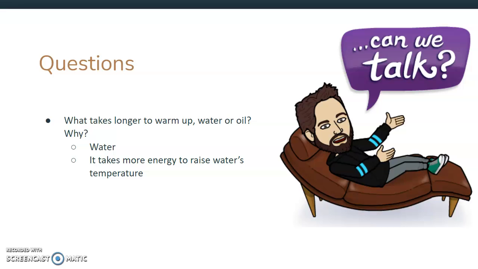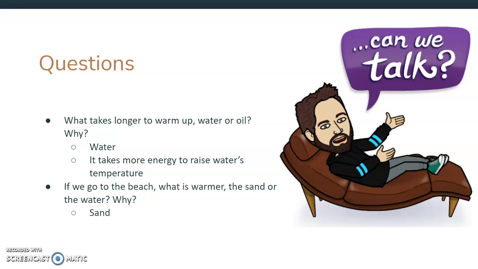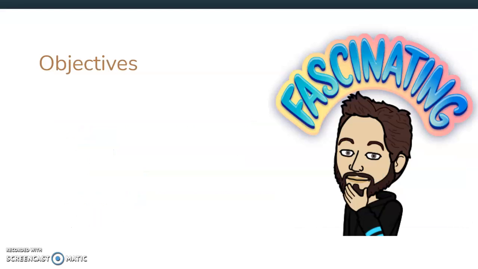So if we have the same amount of water and the same amount of oil, it takes a lot more energy to warm water up. Also, if we go to the beach, what is warmer, the sand or the water, and why? If you guys have ever gone to the beach, maybe you've noticed that the sand gets really hot on our feet. And if you're anything like me, I would just go running into the water so I can have my feet nice and cold. So our sand is warmer, or sometimes a lot hotter, and this is because it takes a lot less energy to raise its temperature.